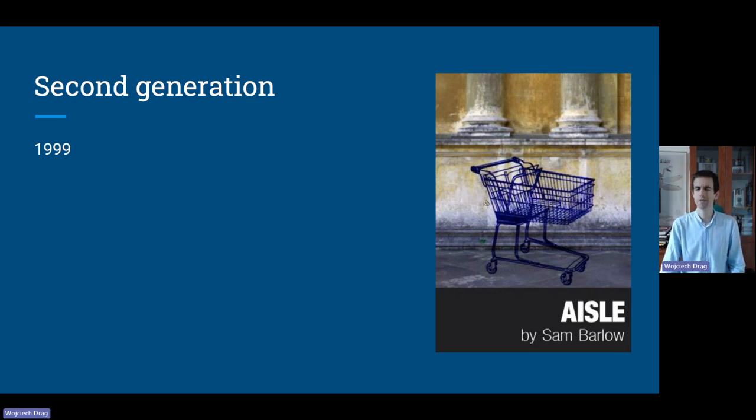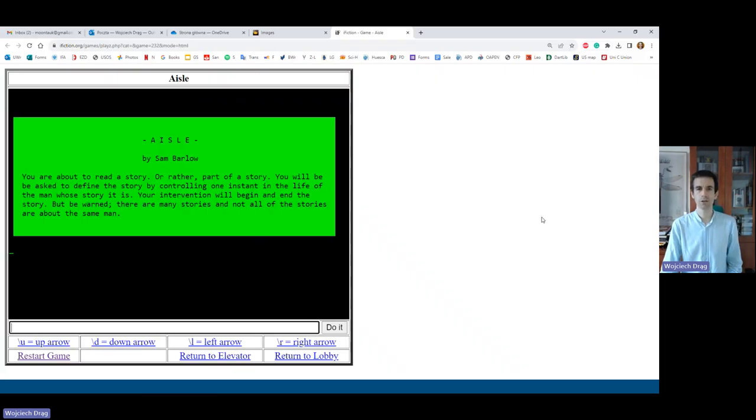It's one of my favorite examples of electronic literature, despite its apparent simplicity. I think it can be a lot of fun to explore its multiple possibilities. Let's take a look. Again, visually, you can tell again that it's not very complex and sophisticated. We get an introduction to a story of a man whose outcome will depend on our intervention.